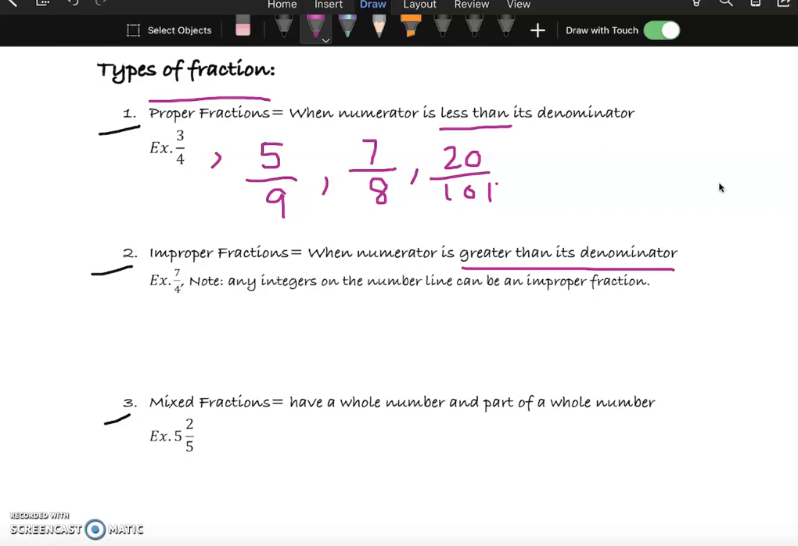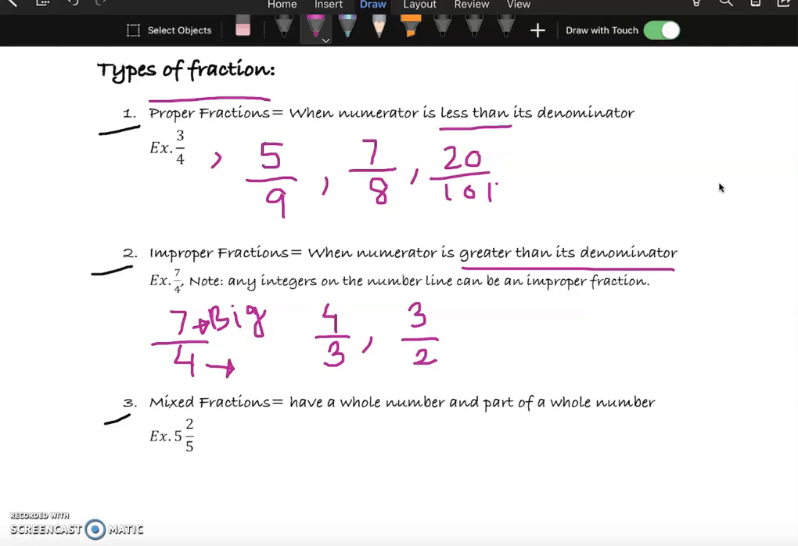So 7 out of 4, as you see, this is big on the numerator, versus this one which is not that big. We can come up with many examples, for example 4 over 3, 3 over 2. The bottom line is, as long as your denominator is less than the numerator, or the numerator is greater than the denominator.